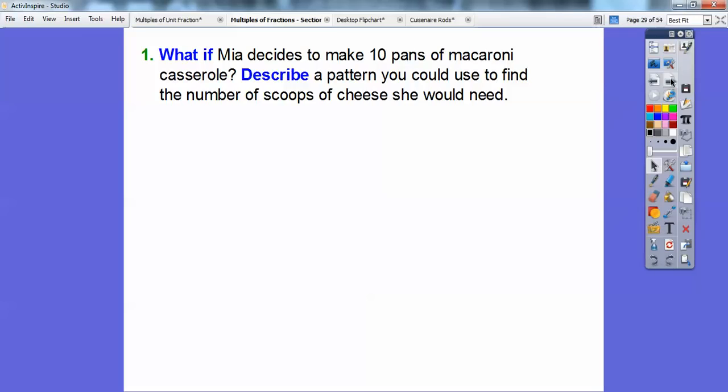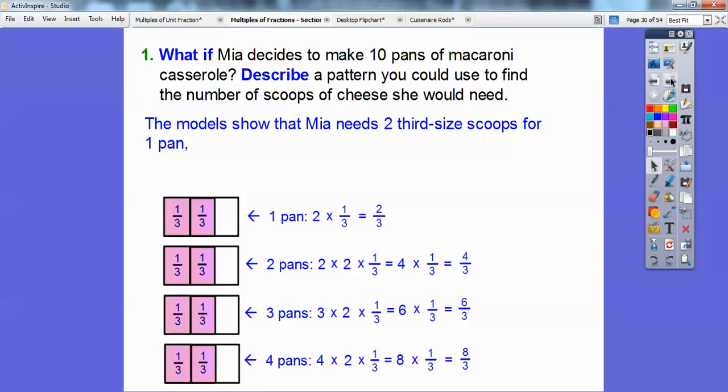So what if Mia decided to make 10 pans of macaroni casserole? Describe a pattern you could use to find the number of scoops of cheese she would need to use. I'm going to bring that model back up, you guys. Okay, so this model shows that Mia needs two-thirds size scoops, so 2 third-size scoops for 1 pan. So this is 1 pan right here. Okay, all right, now let's keep going.